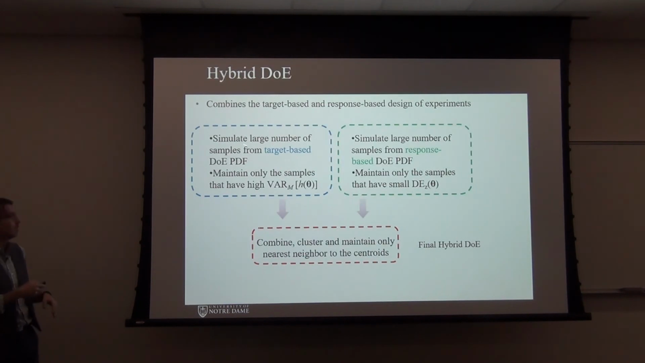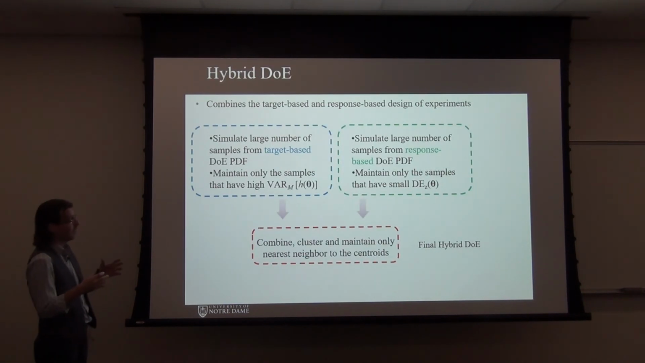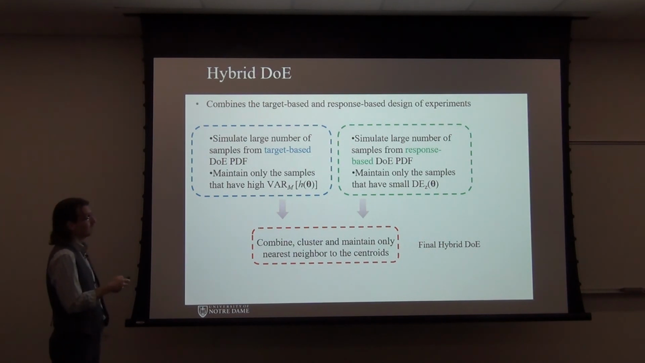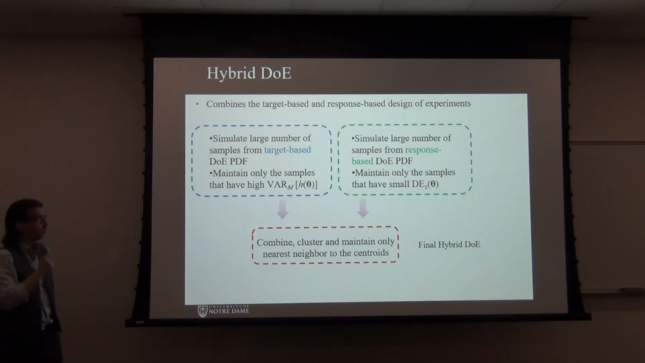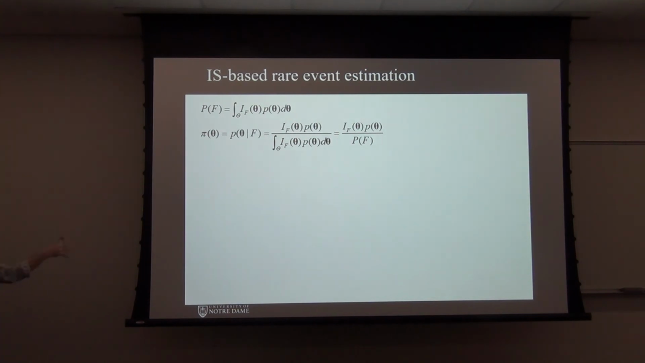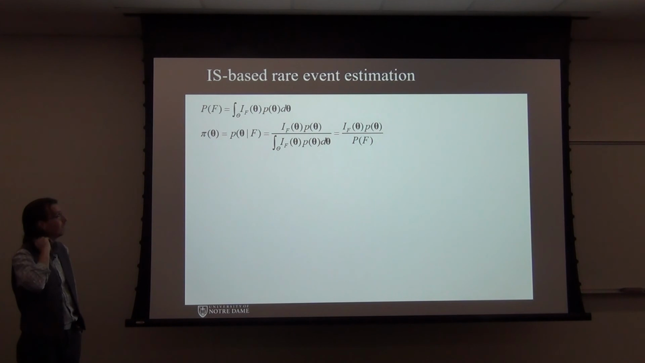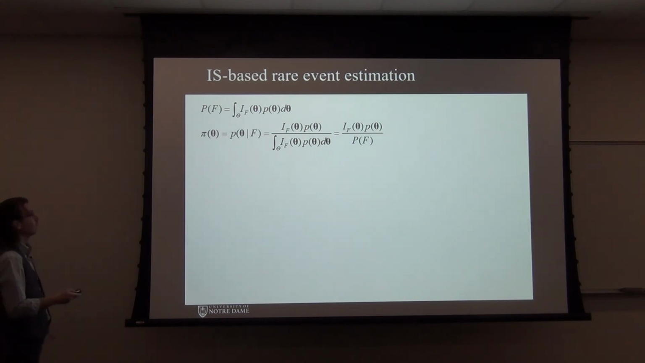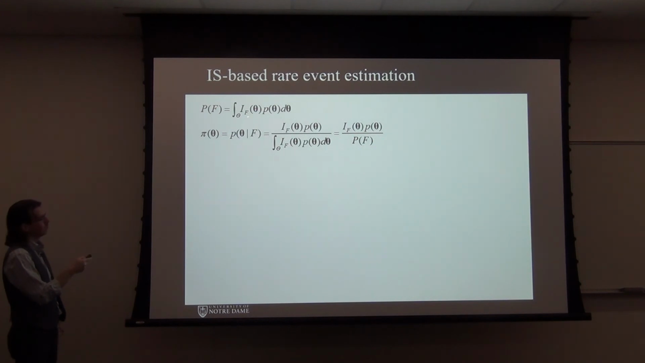So at the end of the day, we combine for our DoE both this target-based and our response-based DoE to end up with a hybrid design of experiment approach. We're going to demonstrate it very quickly in the context of rare event estimation using importance sampling. So in other words, this is sort of reliability estimation. Your performance function is just the indicator function.